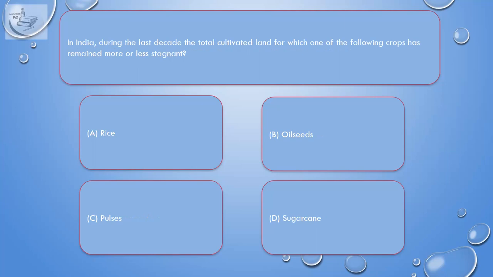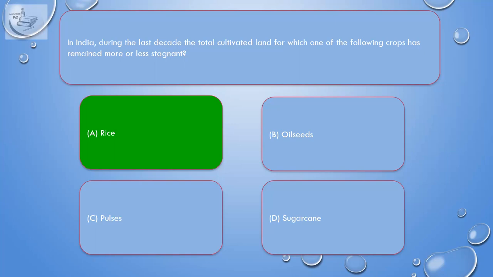Question: in India, during the last decade, the total cultivated land for which one of the following crops has remained more or less stagnant? A. Rice. B. Oilseeds. C. Pulses. D. Sugarcane. Correct answer is A. Rice.